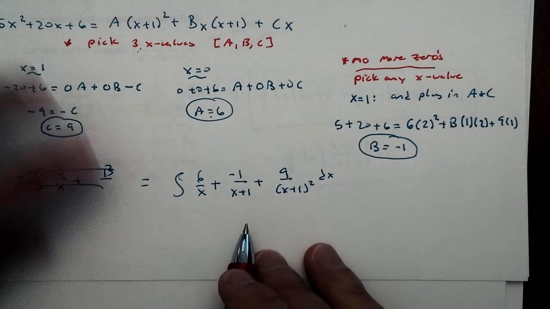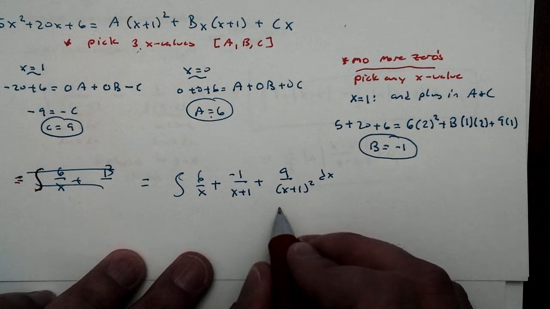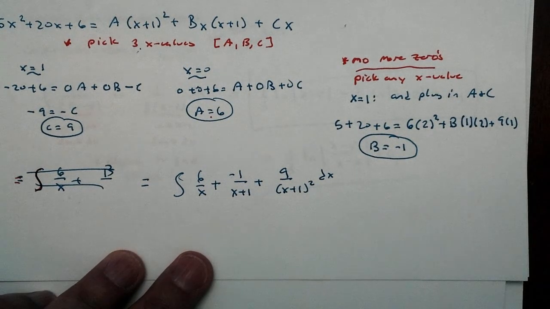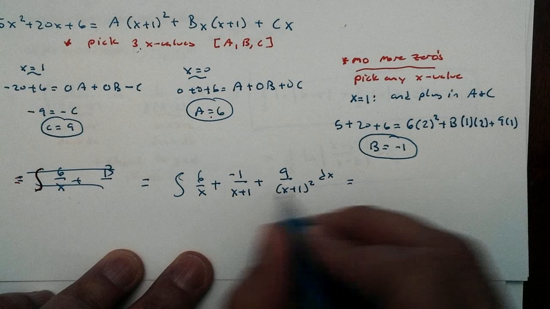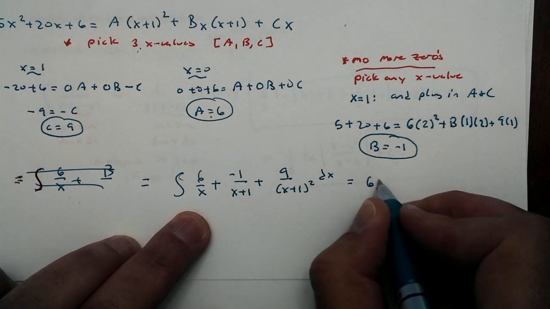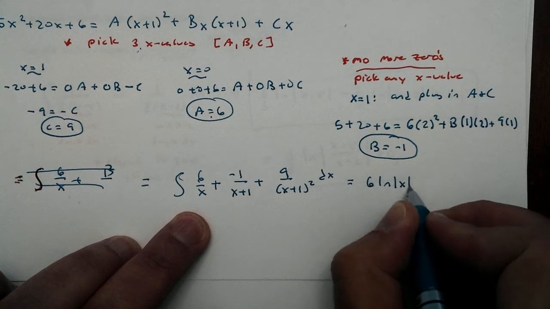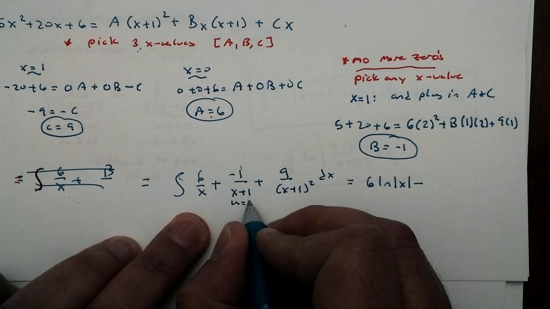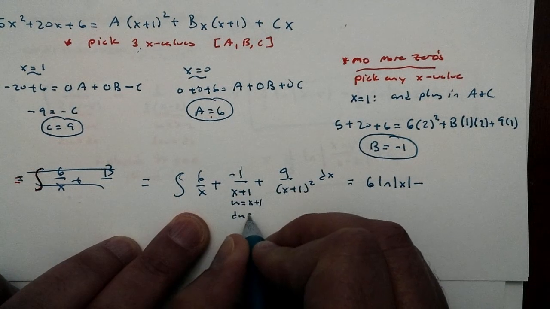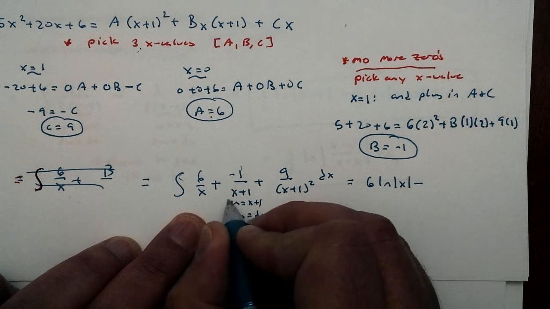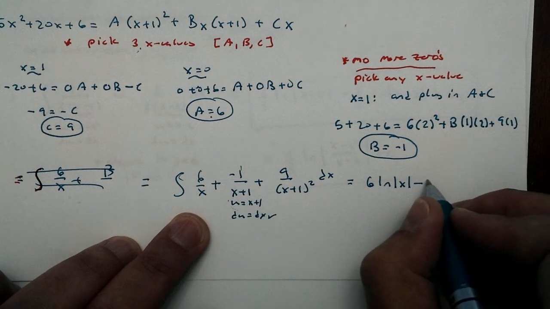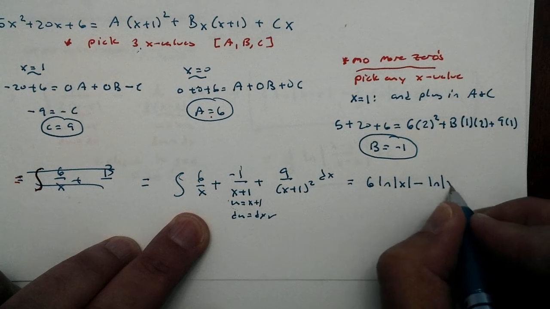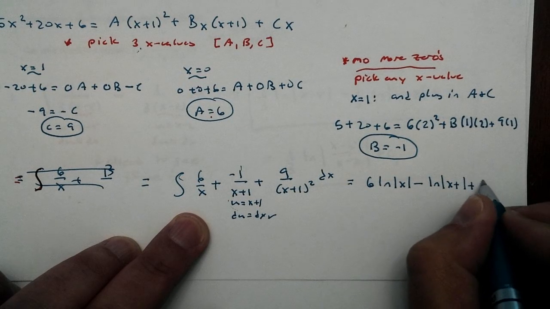So now we can integrate this. This is going to be the hard one here. So let's see if we can do this real quickly. Ready? This is just easy. 6 natural log of x minus, ready? U is going to be x plus 1. My du is dx. That's good. So that just becomes minus 1 natural log of x plus 1 plus 9.